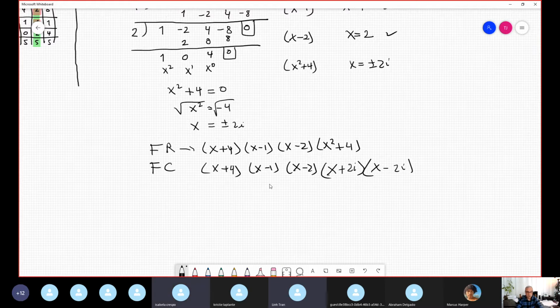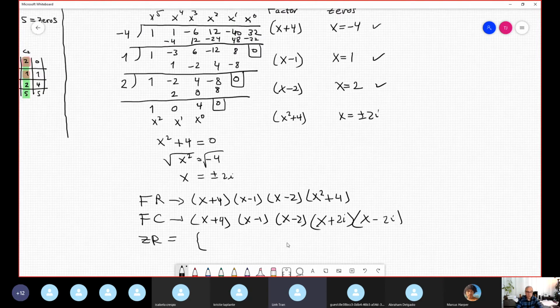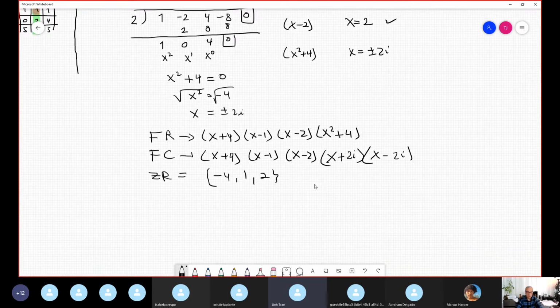Sure? Yes. Okay. Real 0 in the real field. Well, we have only negative 4, 1, and 2. Doesn't matter the order. 0 in the complex field. Same thing, and include 2i and negative 2i. Okay, if you want, there's no problem to write using the symbolic way and the double sign.